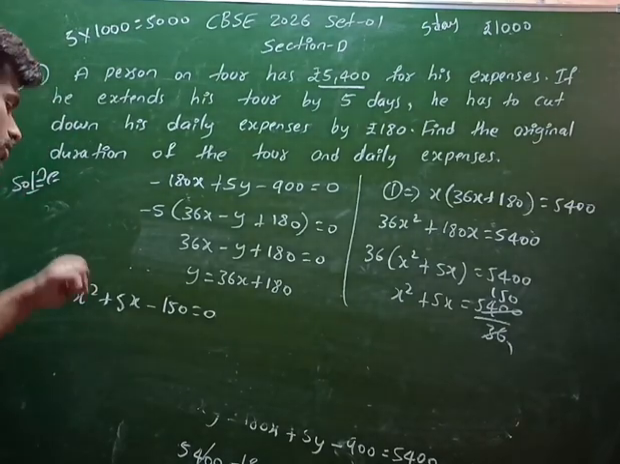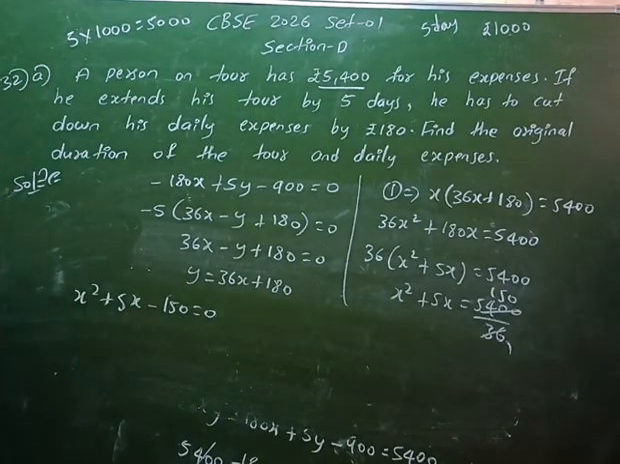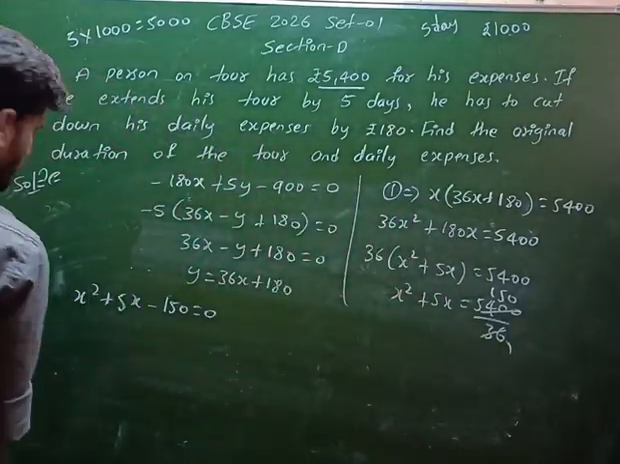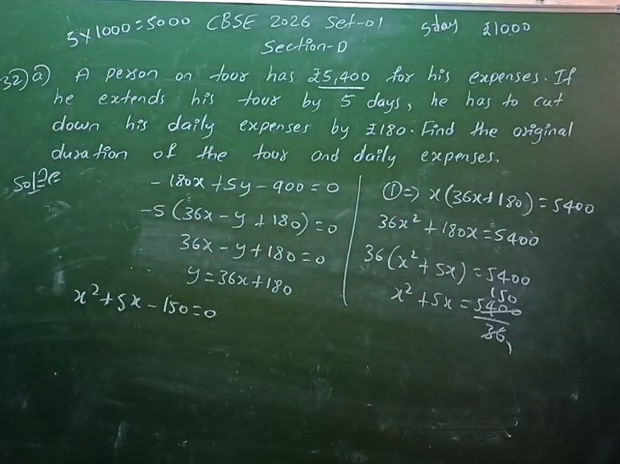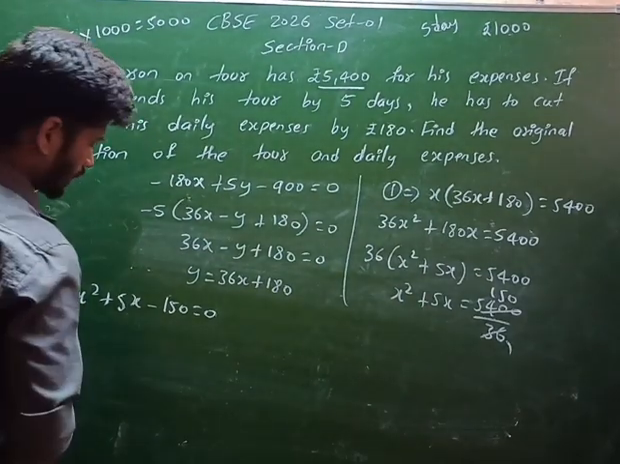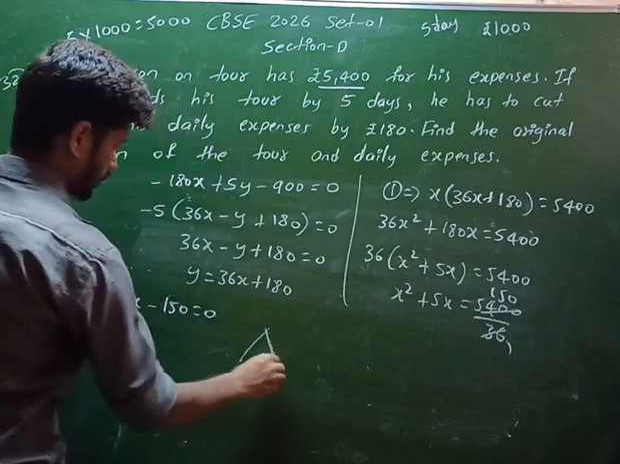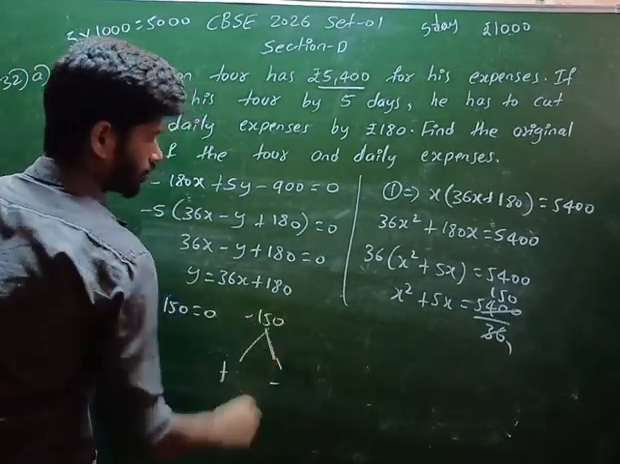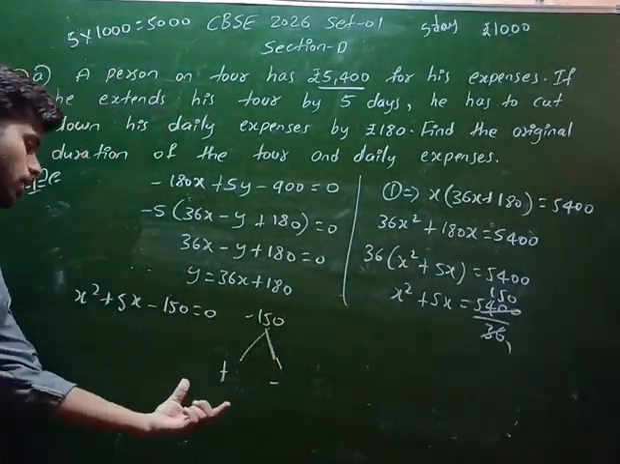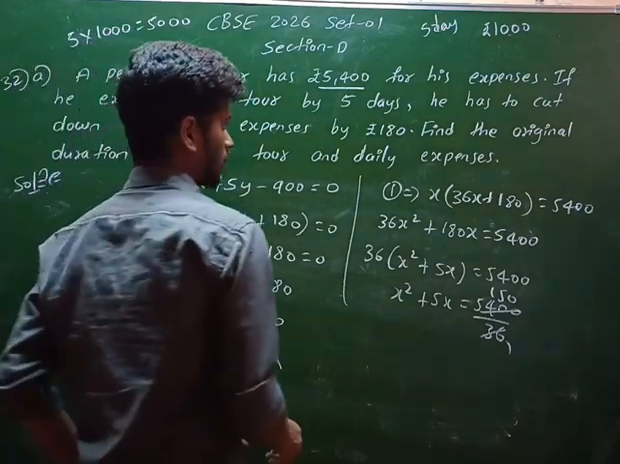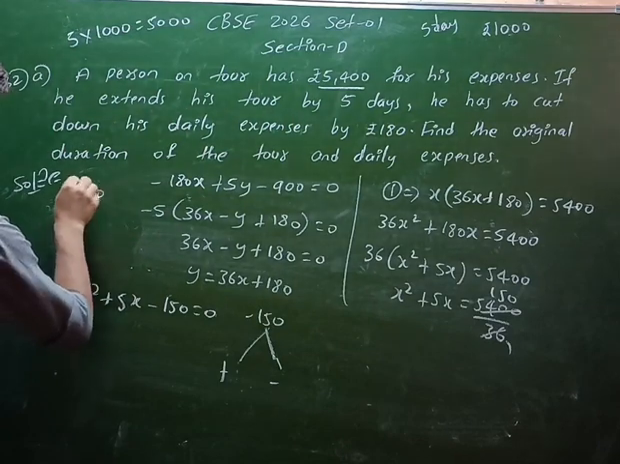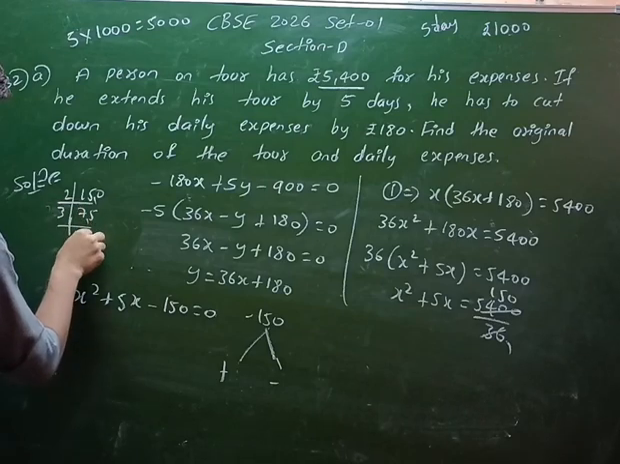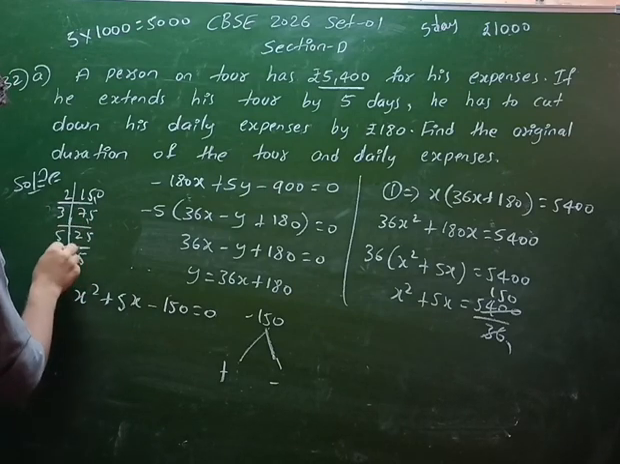Now we should solve this. One way is to use the formula, or the other is the factorization method. If you use the factorization method, first we should find two numbers. The first sign should be plus, the second sign should be minus. The difference of the two numbers should be 5. So find the prime factors of 150: 150 divided by 2 is 75, by 3 is 25, by 5 is 5, by 5 is 1.